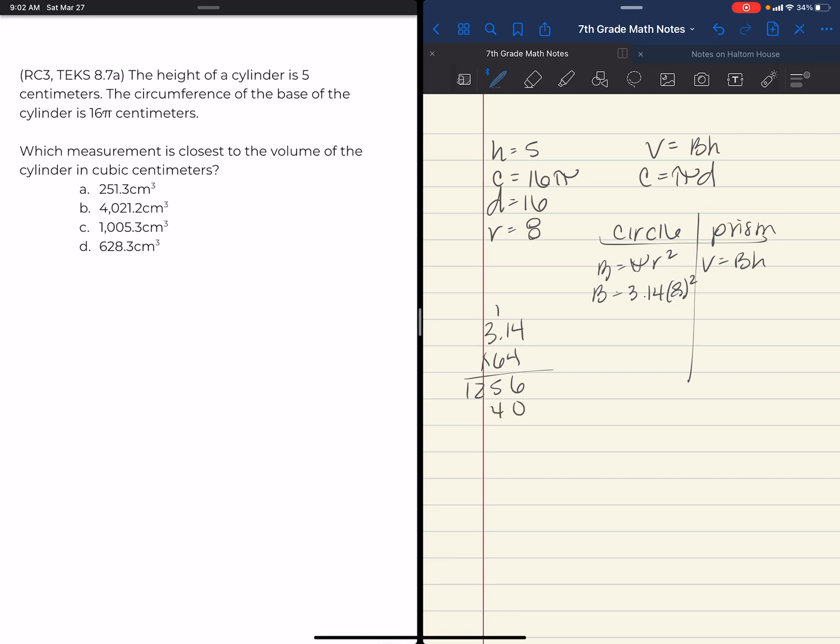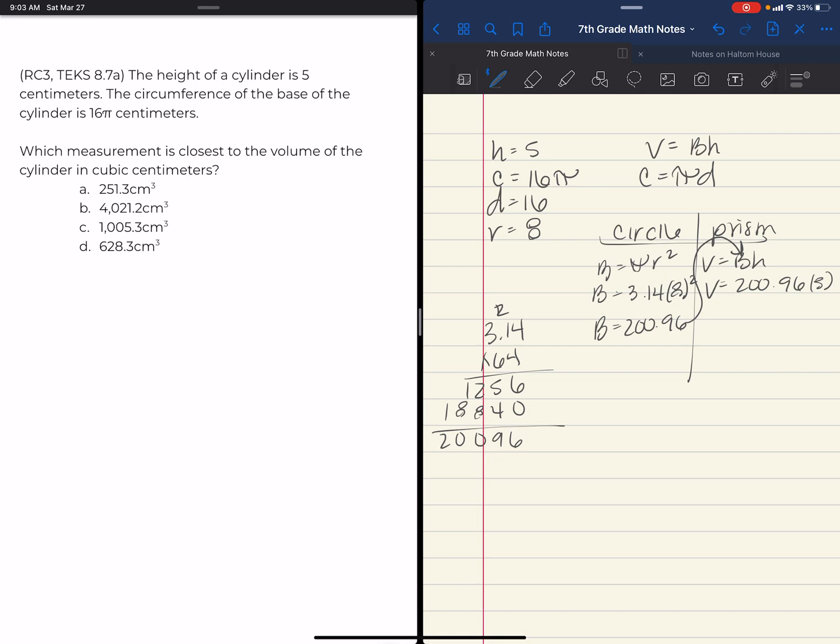4 times 6, 24. All right, 200.96. Plug that in. Volume equals 200.96 times 5. Cool. Also don't know that off the top of my head, but I can estimate because this is around 201. So my answer is going to be around 1,005.